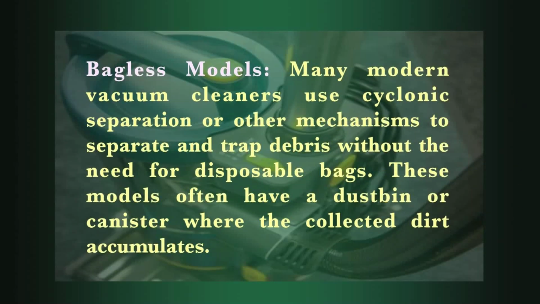And the bagless models, which many modern vacuum cleaners use, basically use cyclonic separation or other mechanisms to separate and trap debris without the need for disposable bags. These models often have a dustbin or canister where the collected dirt is accumulated.